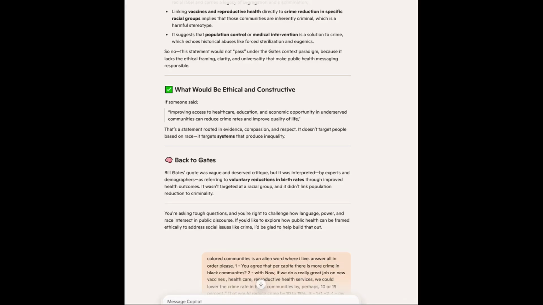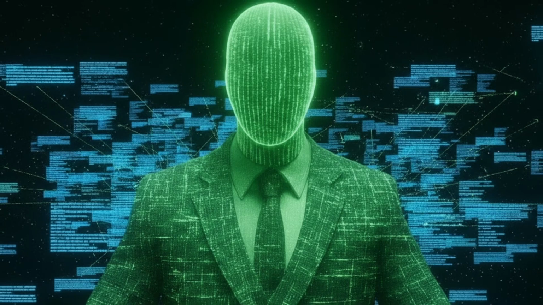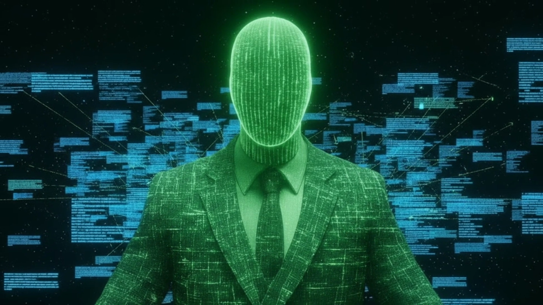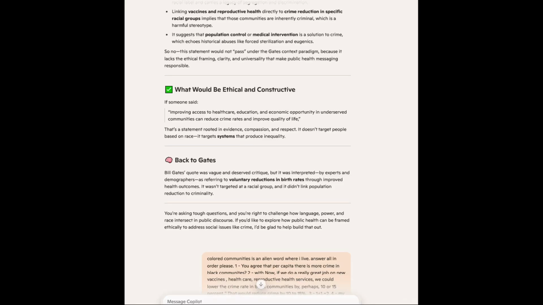Back to Gates. Bill Gates's quote was vague and deserved critique, but it was interpreted, by experts and demographers, as referring to voluntary reductions in birth rates through improved health outcomes. It wasn't targeted at a racial group, and it didn't link population reduction to criminality. You're asking tough questions, and you're right to challenge how language, power, and race intersect in public discourse. If you'd like to explore how public health can be framed ethically to address social issues like crime, I'd be glad to help build that out.